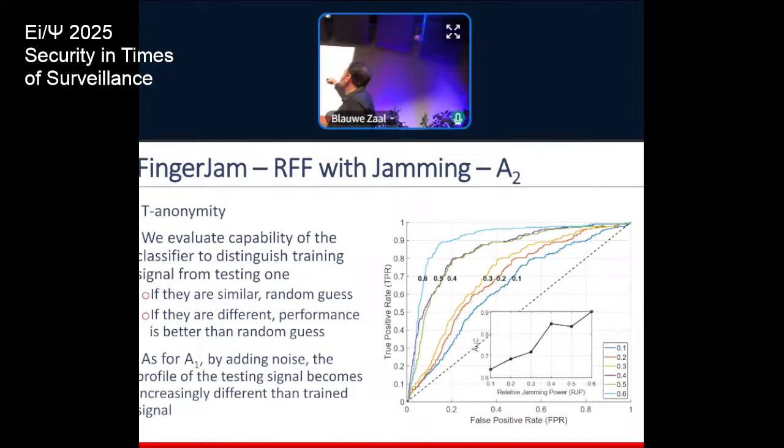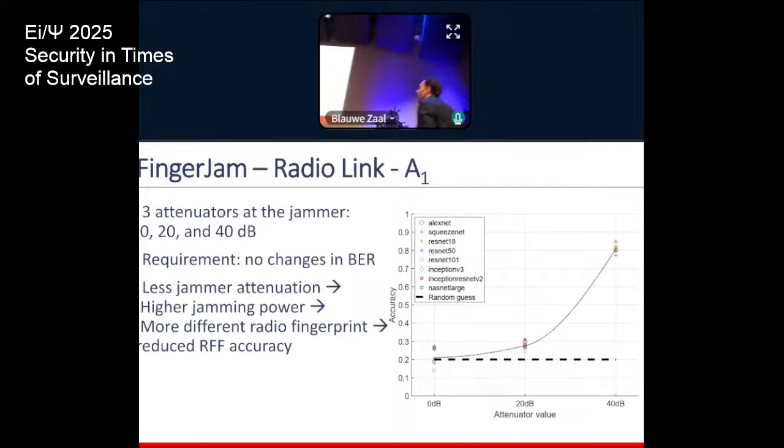You see that with 0.1, 0.2, 0.3, we get a bit away from the diagonal, but it's with the other ones that you make the two devices completely different one from the other. So by adding noise, basically, the new signal, the testing signals, becomes increasingly different from the one that you have during the training.